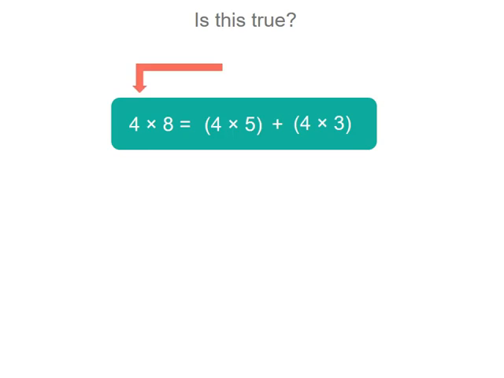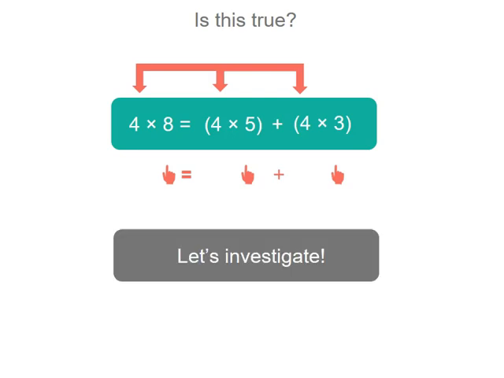Now, we've got 4 groups of 8 on the left-hand side, and on the right-hand side we've got 4 groups and 4 groups. So we're still multiplying by 4, but we're multiplying 4 by 8 on the left-hand side. On the right-hand side we're multiplying by 5 and another 3. So that kind of sounds right, doesn't it?